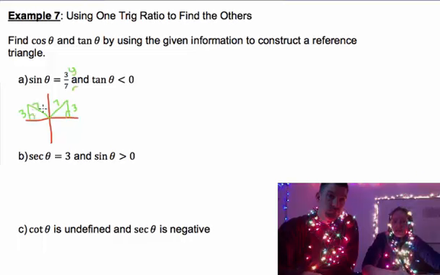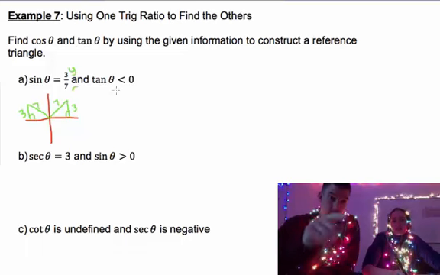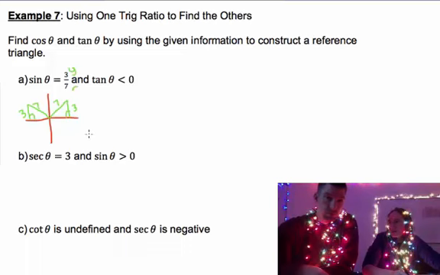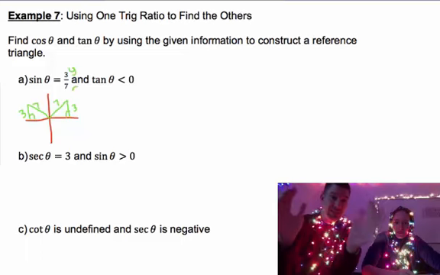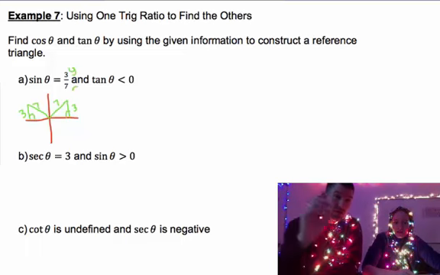Every single time that we do this where we have a trig function equaling something, we can make 2 triangles. So they have to give us more information, which they did, in order for us to narrow down which one it is. Now here's the deal. They told us that the tangent has to be negative.